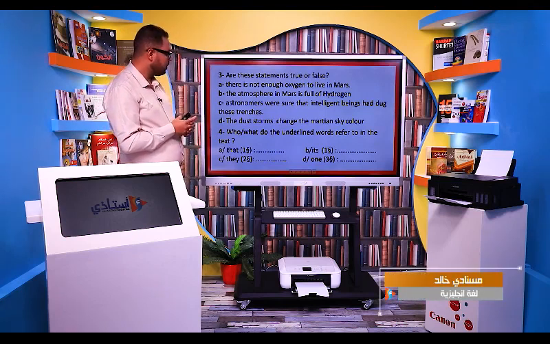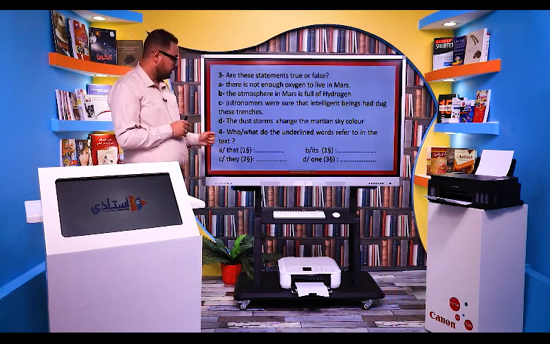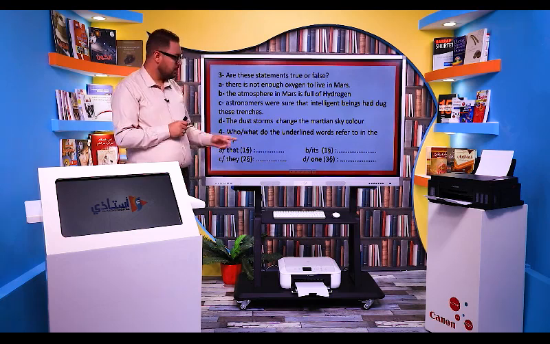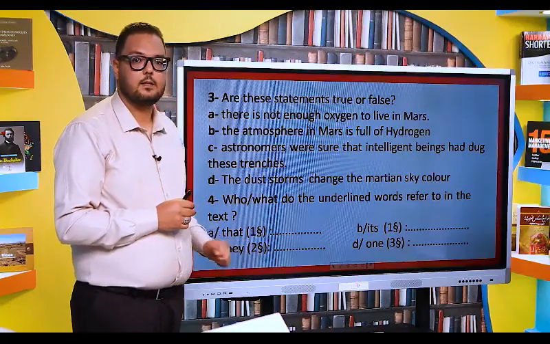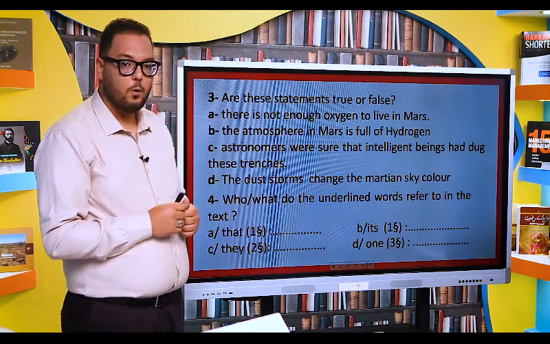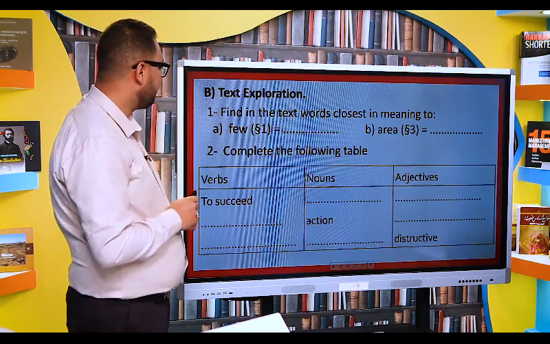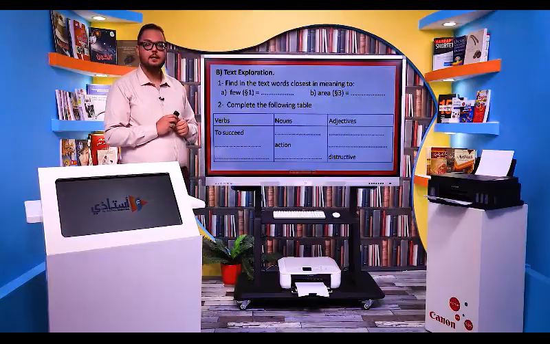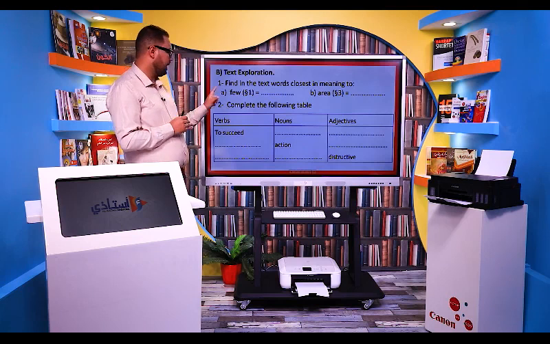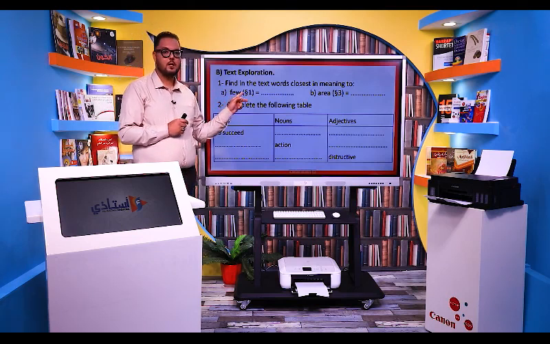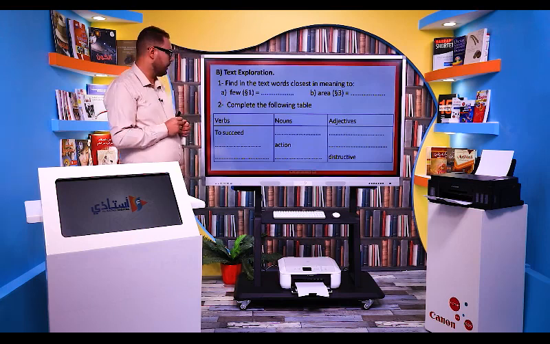Number 4. Who or what do the underlined words refer to in the text? A. That, in the first paragraph. B. It, in the first paragraph also. C. They, in the second paragraph, and D. One, in the third paragraph. Section B, text exploration. Number 1, find in the text words that are closest in the meaning to the following. We have A, few, in the first paragraph, and B, area, in the third paragraph.